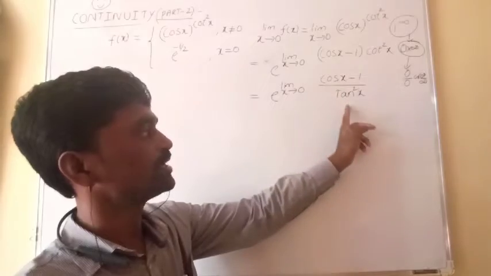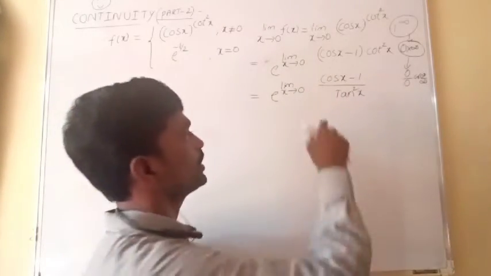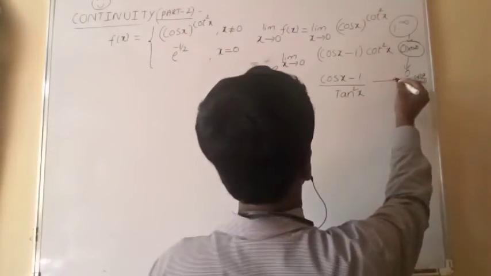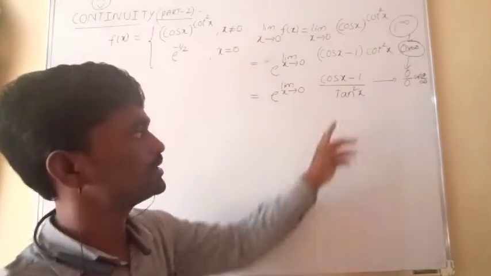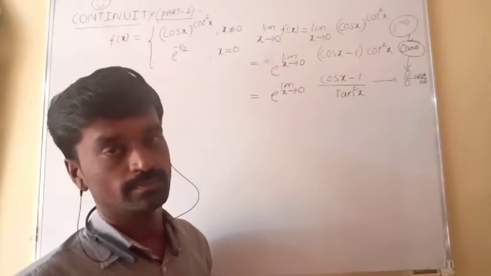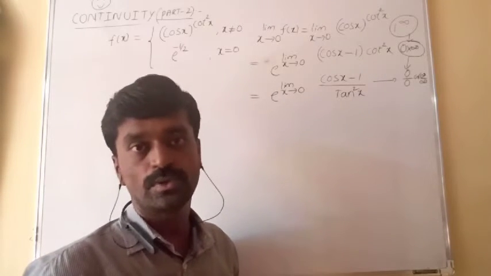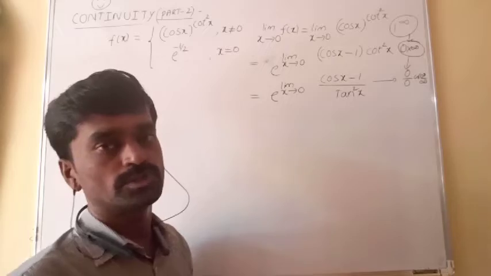When x tending to 0, tan x is tending to what? 0. And cos x minus 1 also what? Tending to 0. So now it is converted into 0 by 0 form. You have to apply L'Hospital's rule 2 times because your 0 power, how much is there? 2 is there. So either you apply L'Hospital's rule or approach the formulas. Here I am approaching the formula.